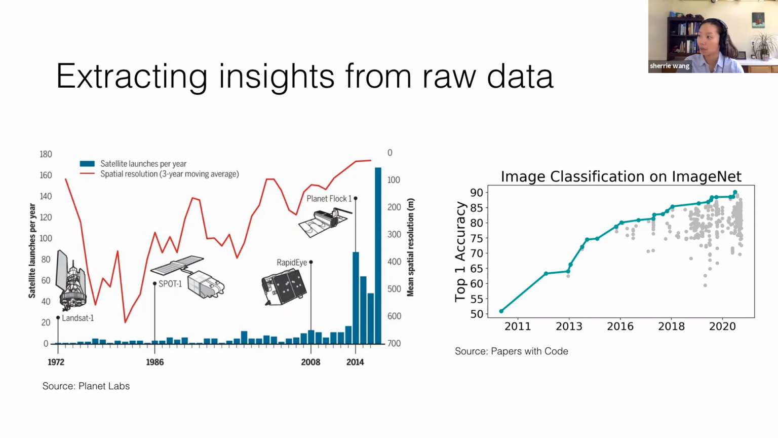And on the right, I'm showing the top 1 accuracy on ImageNet classification. So that's a really famous data set in computer vision, where you have the model classify between 1,000 different classes, figuring out what's in the particular image. And you can see that in the last 10 years, the top 1 accuracy increased from about 50% to the recent number of 90%. So there's been a huge improvement.